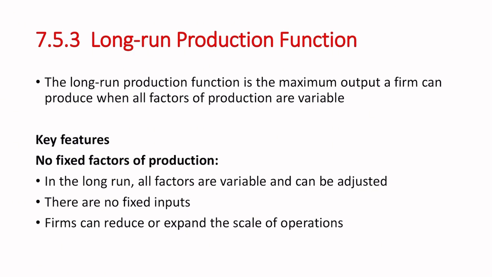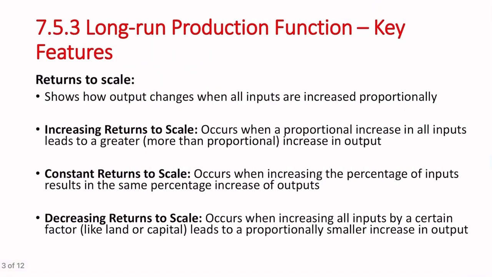Let's get started with the long-run production function. It is the maximum output a firm can produce when all factors of production are variable. Its key features include no fixed factors of production, which means that in the long run, all factors are variable and can be adjusted, and there are no fixed inputs, as well as firms can reduce or expand the scale of operations.